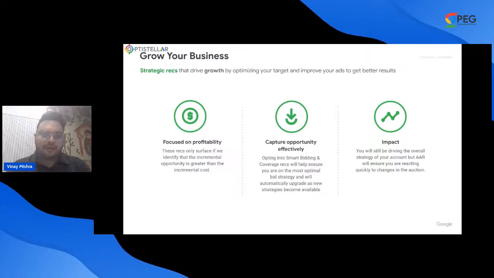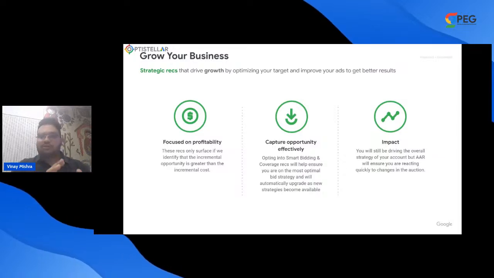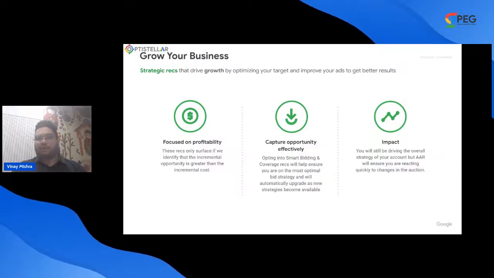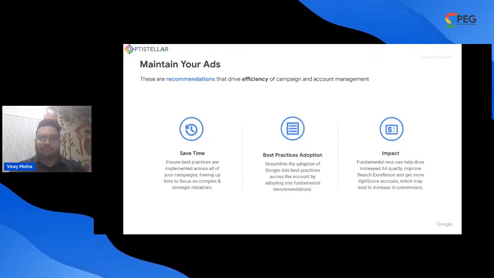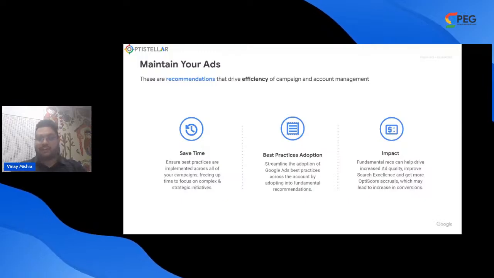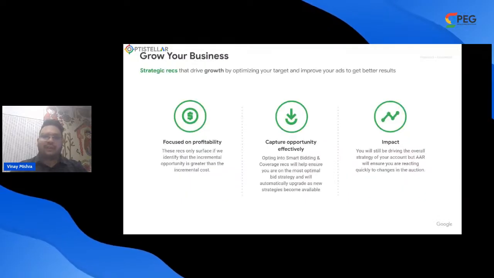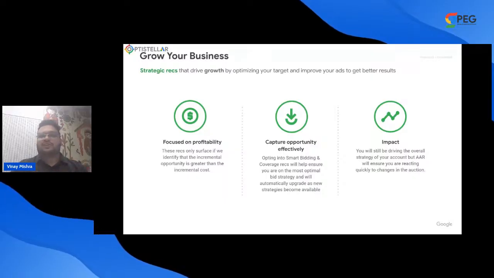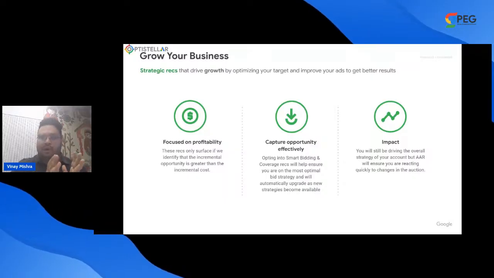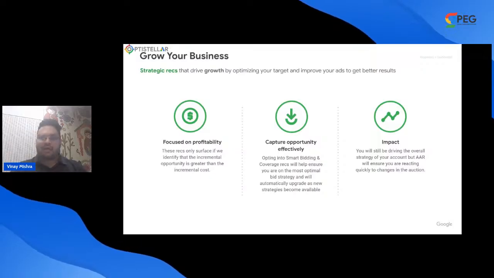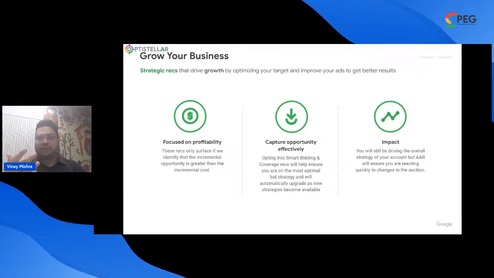Great. Now, earlier we were focusing on maintaining your ads, speaking about hygiene and reaching efficiency. And now let's talk about how we can use the strategic recommendations, or the autopilot recommendations, for growth opportunities and targeting, to improve your ads and get better results in terms of your conversions and conversion value.